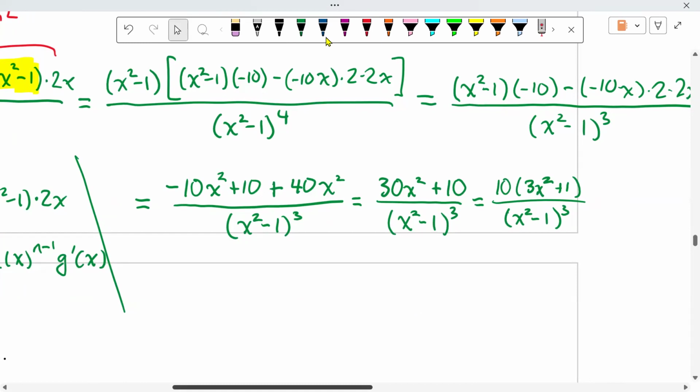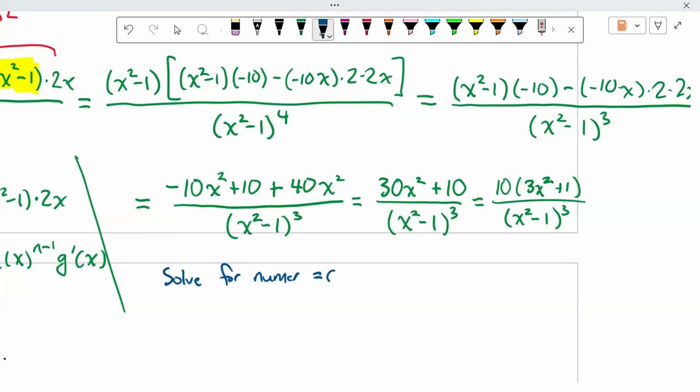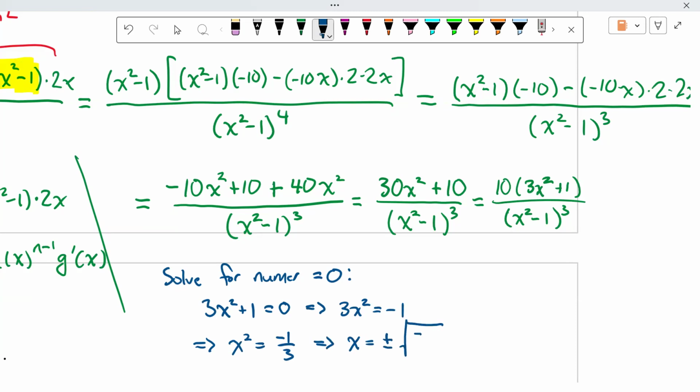I mean, I guess we could try it. We'll solve for numerator equal to 0. 3x squared plus 1, if that's equal to 0, then 3x squared is equal to -1. And that means x squared is equal to -1/3. And what does that mean my x is equal to? Plus or minus square root of -1/3. Oh yeah, so I guess right there, that's where the critical points are, right?